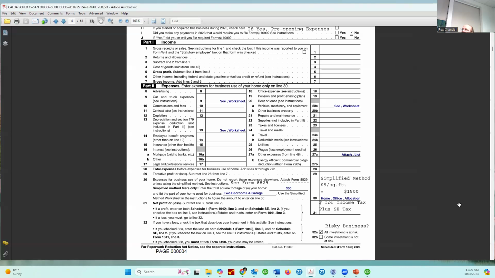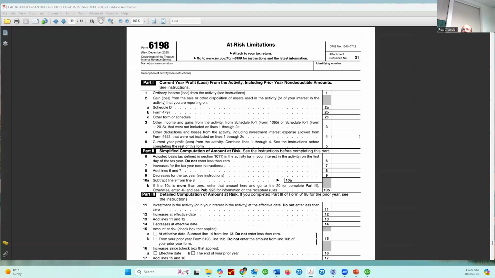And then you have to fill out that at-risk limitation form, 6198. I don't see it that often. It's for people looking for tax shelters. They just put money in a business. They don't do any work. And this comes into effect when the entity has a loss.